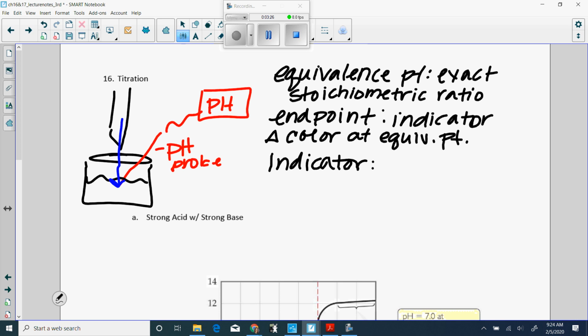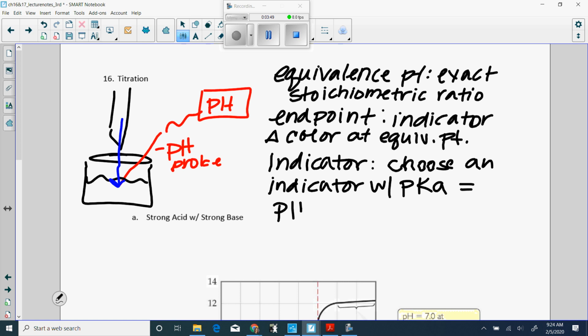The indicator, we're going to choose an indicator with a pKa. pKa we learned yesterday. It's a negative log of the Ka. So everything has a Ka. It's a negative log of the Ka. We choose an indicator with a pKa equal to the pH of the equivalence point. That's how we choose them. So phenolphthalein has a pKa of 7. So it changes color at 7, which is what I want it to do.